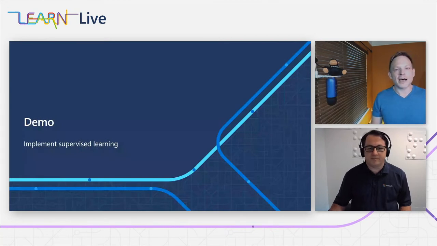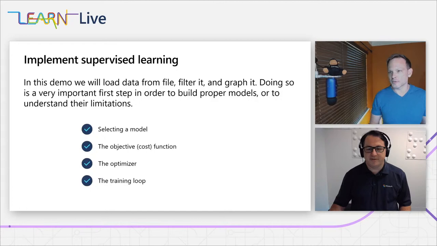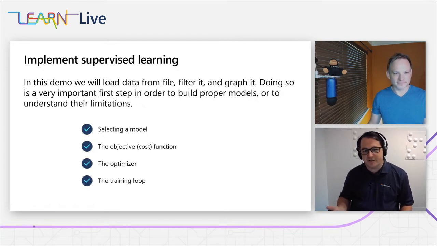So look at this. We've got a lab coming up, a heads down coding time. Maybe not heads down for us, because we still have to talk to folks about what we're doing, but maybe heads down for them when they go to work on it. That's very true. And there's a few things we'll be going through in this exercise as well. We'll be looking at selecting a model. We'll look at the cost function again. It's an important thing.